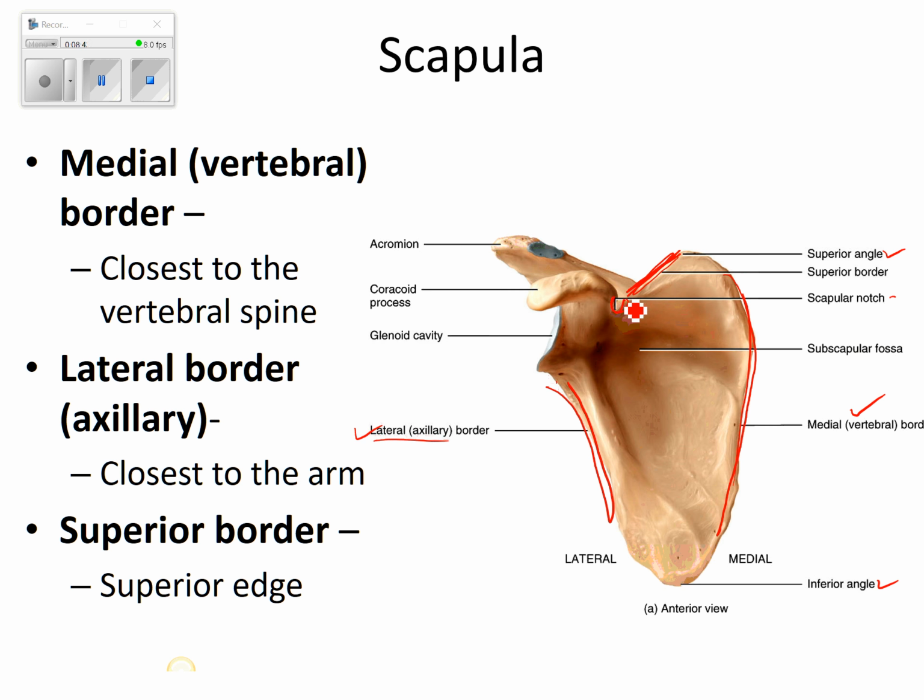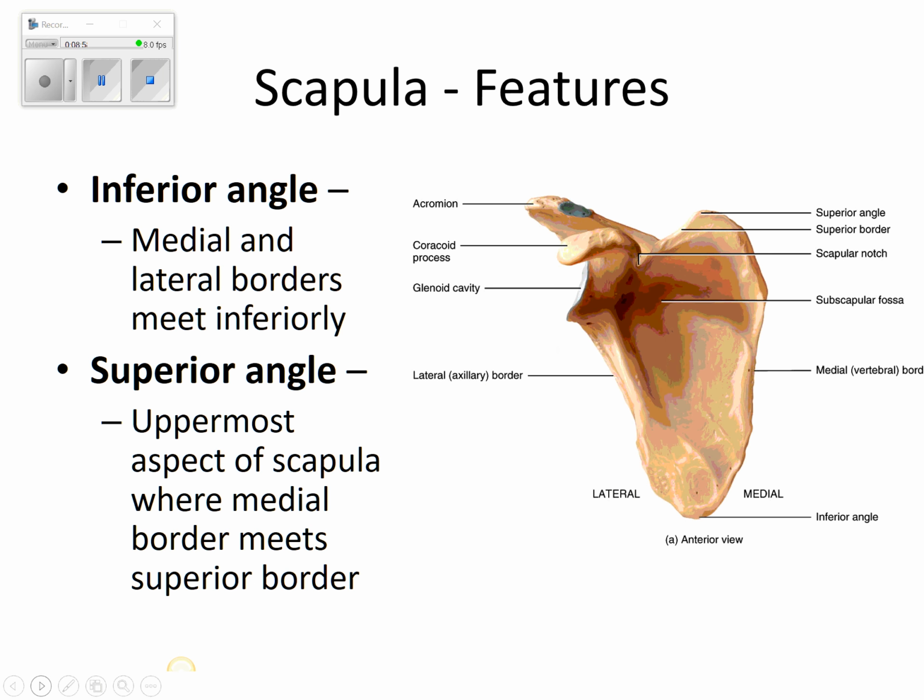Scapular notch, which we'll talk about in a minute, that's right there. Superior border, acromion, coracoid process, glenoid cavity. The two fossas that we just talked about previously. So your inferior angle would be, of course, the angle where they kind of come down and meet here. That's at the bottom. So it's medial and lateral borders meet inferiorly. And then when you have your uppermost part of the scapula, you have the superior border and the medial border meet. That's called the superior angle.